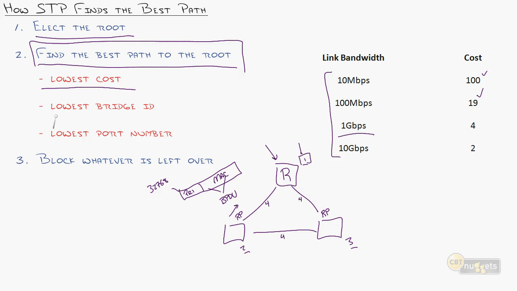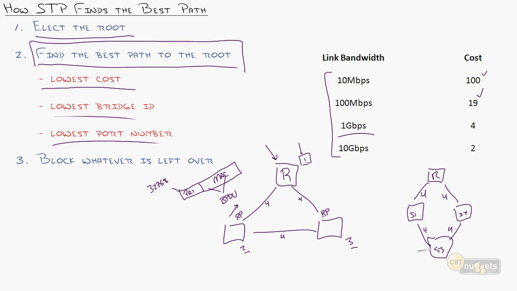Now, what's this other stuff? Lowest bridge ID, lowest port number. That's where if you have ties. Let's say we've got a root. We've got something like this, right? We've got switch 1, switch 2, and then we've got switch 3. And let's say all of these are gigabit per second. They're all a cost of 4. So this guy's like, oh man, I can go this way and get to the root, and it costs me 8, and this way it costs me 8. So this is a tie.